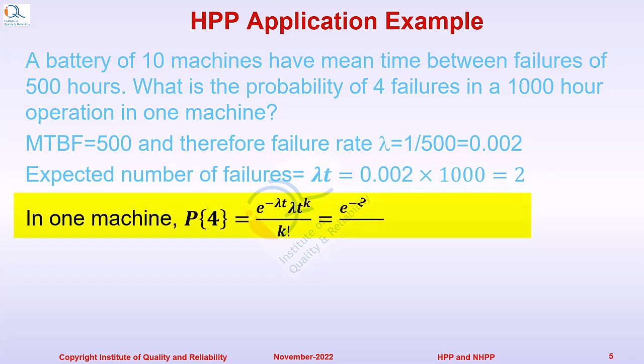In one machine, probability of 4 failures will equal e to the power minus lambda t raised to k upon factorial k, where k is equal to 4. We substitute lambda t equal to 2 and k is equal to 4 and get the answer as 0.09022. And this is the probability that we will have exactly 4 failures during an interval of 1000 hours of operation of one particular machine.